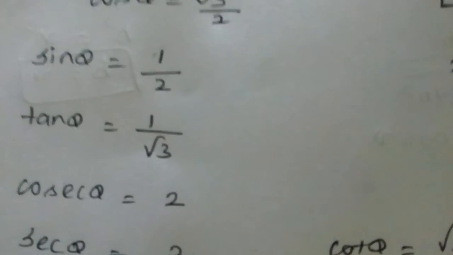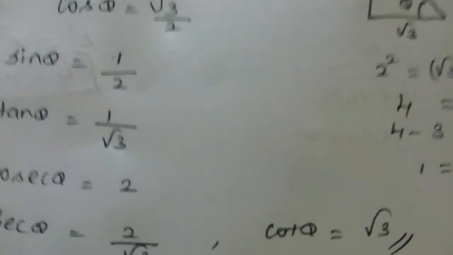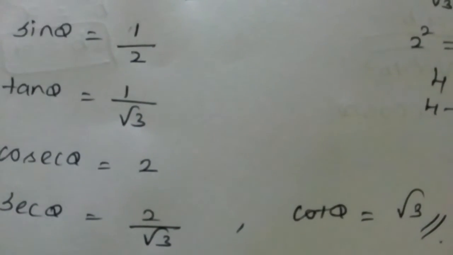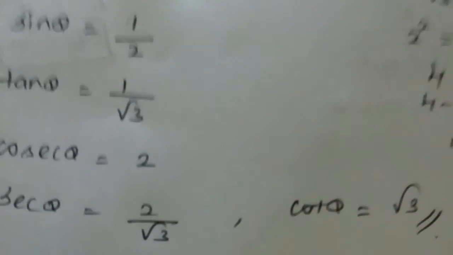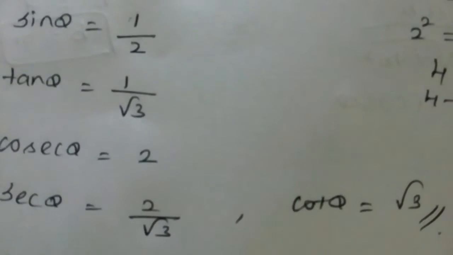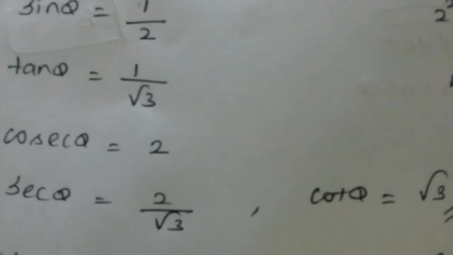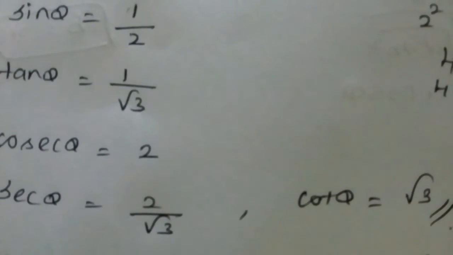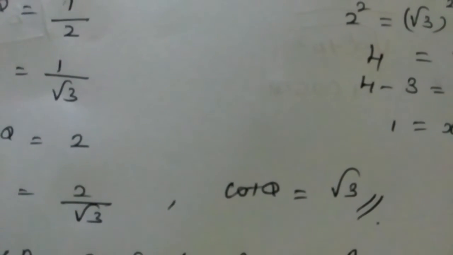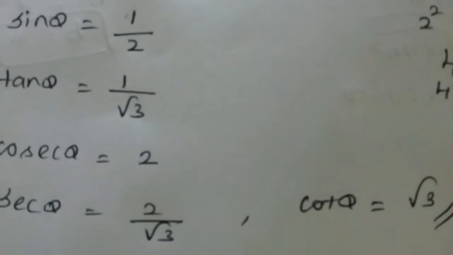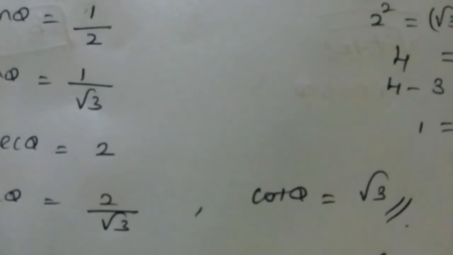So with the help of this value, now we can write the other values. Now sin theta is equal to opposite side by hypotenuse from the figure. So 1 by 2. Tan theta is equal to sin theta by cos theta, so we will get the value 1 by root 3. And cosecant theta is nothing but 1 by sin theta, so the value is 2. And secant is 1 by cos, so 2 by root 3. And cot theta is nothing but cos theta by sin theta, or else 1 by tan theta, the reciprocal of tan theta, that is nothing but root 3. So from this we will get the values of all the trigonometric ratios.